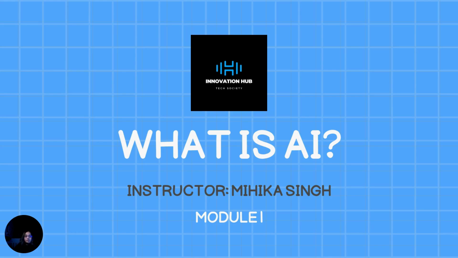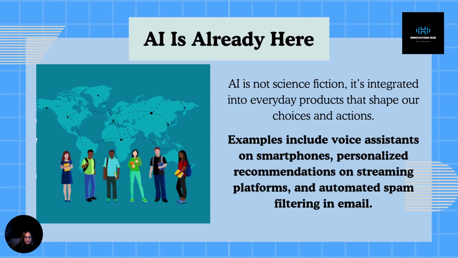By the end of this module, you should be able to clearly explain what artificial intelligence is, how it differs from traditional programming, and why it has become such a big part of our world today. So, let's start with something very important.